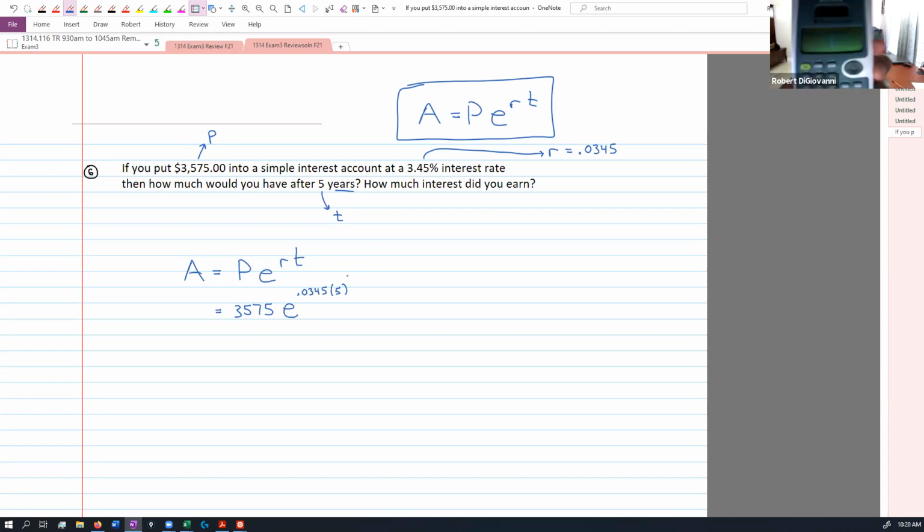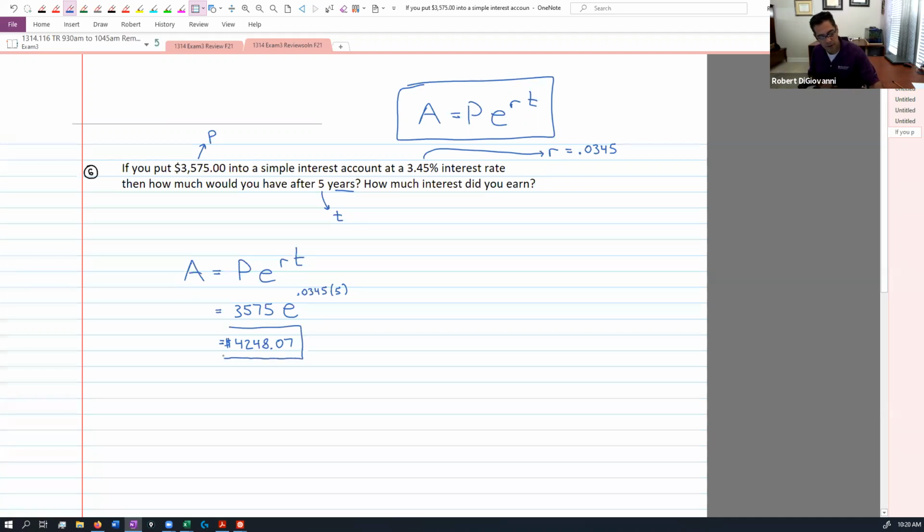So there's my, you can't see it. Yeah, you can't see that very well, but that's my typed in. Let's see what I get here. I get 4,248.07. I'm gonna stop at the second decimal place because this is money. So we can only go out to the pennies, right? And this is money, right? This is dollars. That's how much would be in the account after 5 years. So that answers the first part.